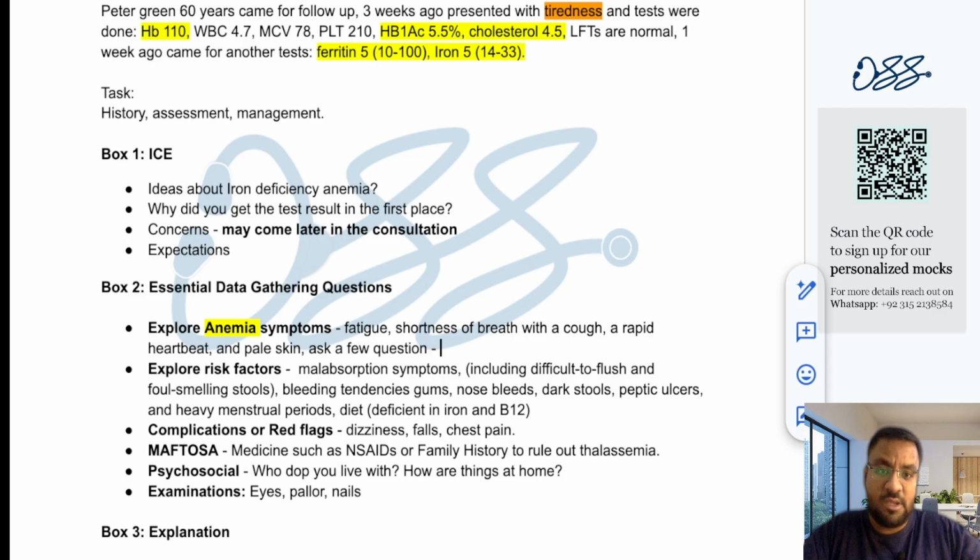But you can just ask about the what, when, why of the tiredness, and how long have you been feeling tired. They're going to say, yeah, for the past 3 weeks. Did you do anything to make it better? Did you do anything that made your tiredness get worse? Okay, so just a couple of questions. Not a very detailed approach that you need to take.